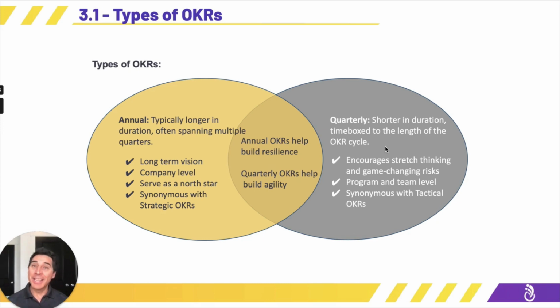But in that case, when it is a complete failure, you know, we've only committed to 3 months, right? We haven't spent this long cycle of committing to something only to have it fail. So it encourages that stretch thinking. And typically it resides at the program and the team level, right? So because it is quarterly, it's typically in that line of business or at the team level within that line of business. And again, it's synonymous with your tactical OKRs, okay?